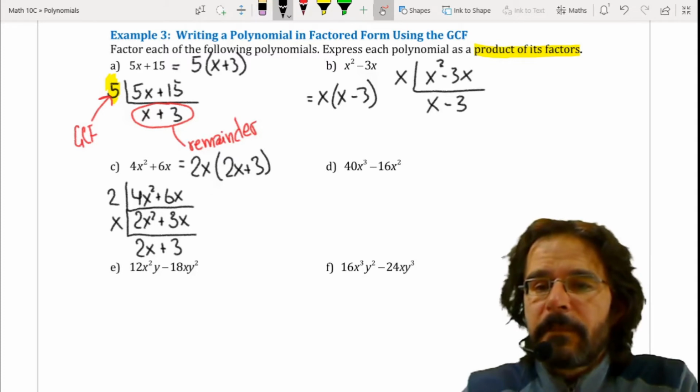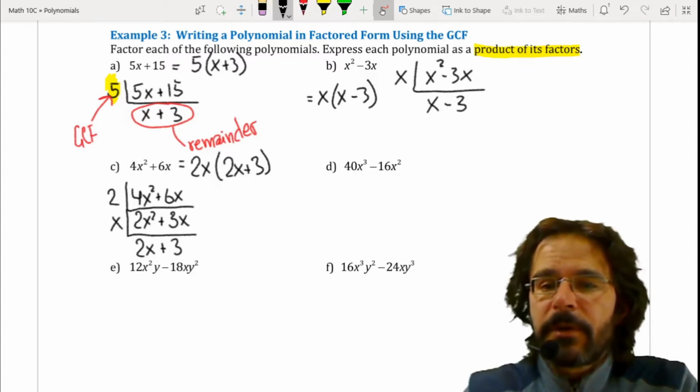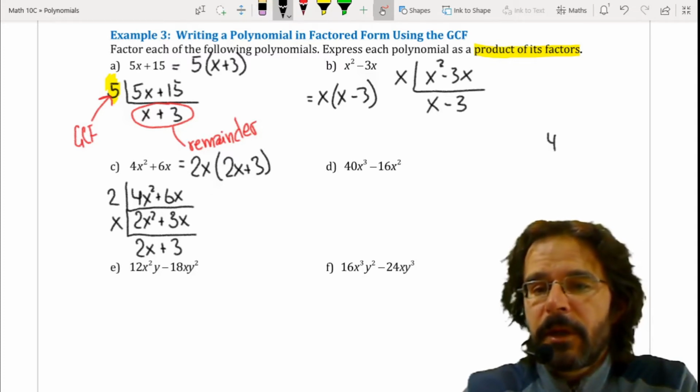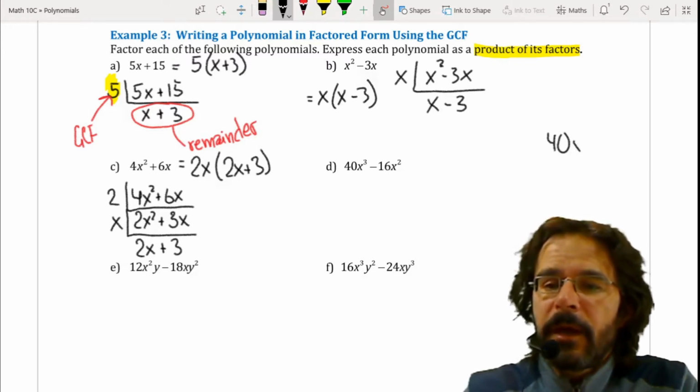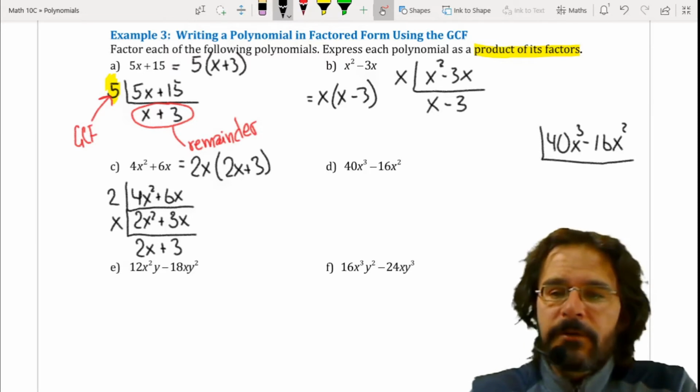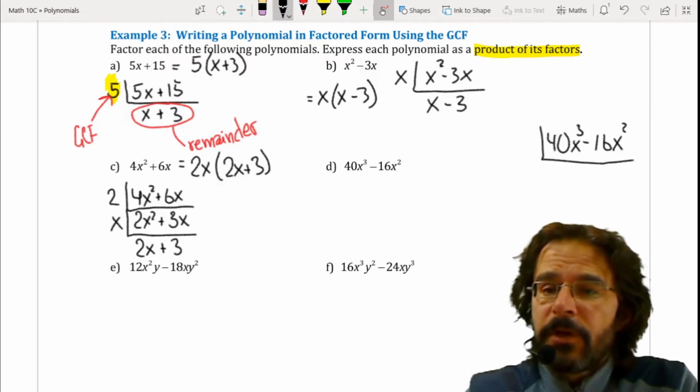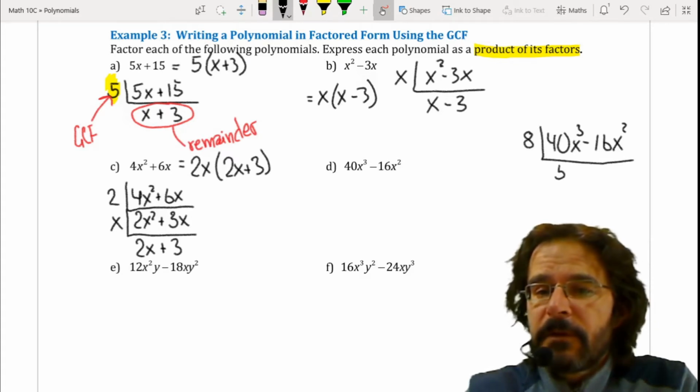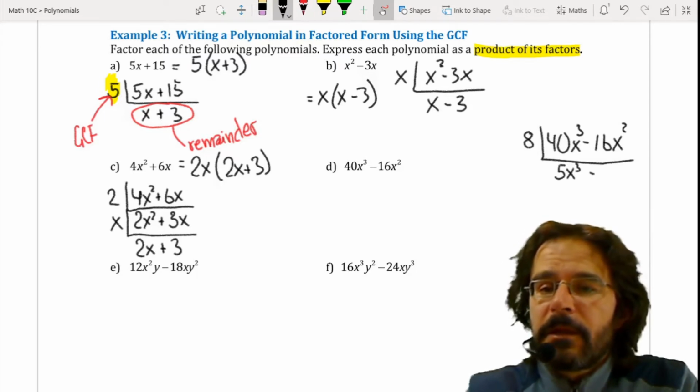Okay, next example. Now we're dealing with a bit larger numbers here, so we might need more space. I'm going to do it on the side here. We have 40x cubed minus 16x squared. We can factor out an 8 from both 40 and 16. 40 divided by 8 is 5, which leaves us with 5x cubed. 16 divided by 8 is 2, so we're left with minus 2x squared.